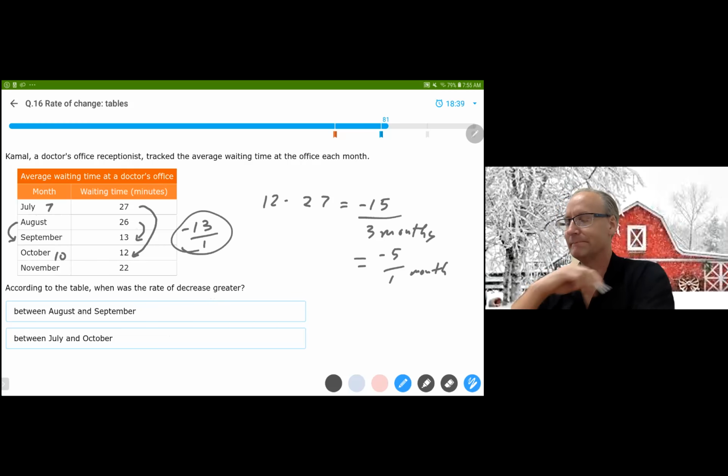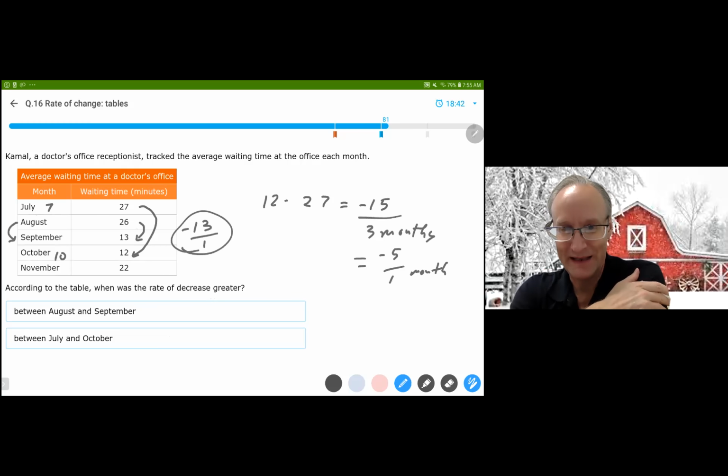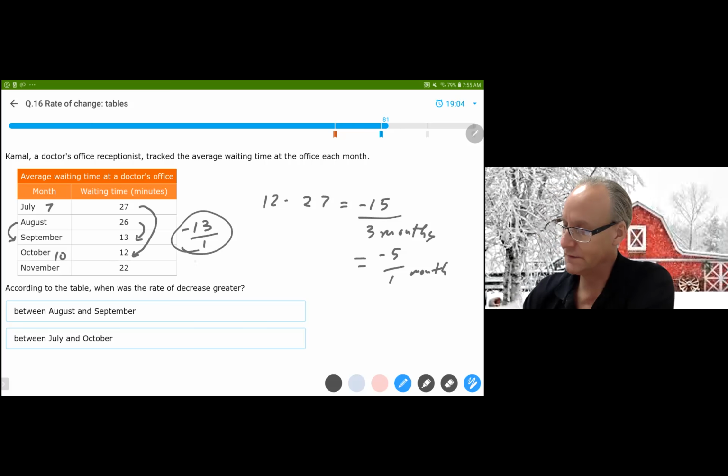Now the problem is it's a little confusing because we know that negative 5 is greater than negative 13, but the rate of decrease is literally asking about the absolute value of the rates, which is a little confusing. But basically, the rate of decrease is greater for these 2 months because they're talking about the rate of how fast it's going down. And it's going down faster over this, even though this number is literally smaller than that number. I hope that's clear. So it was between August and September.